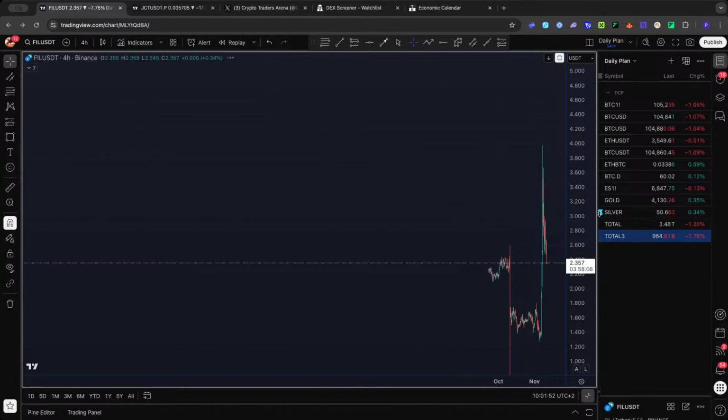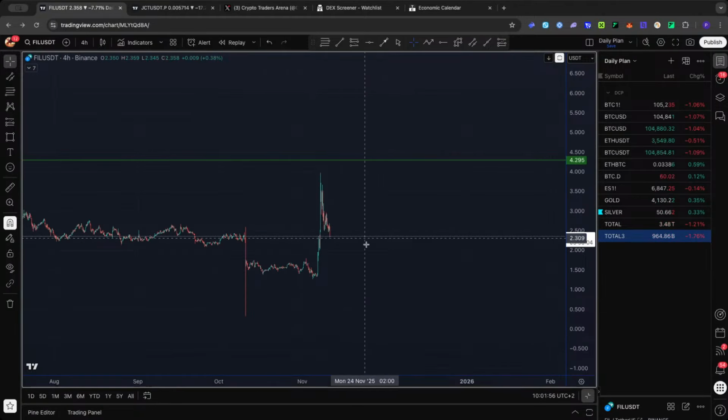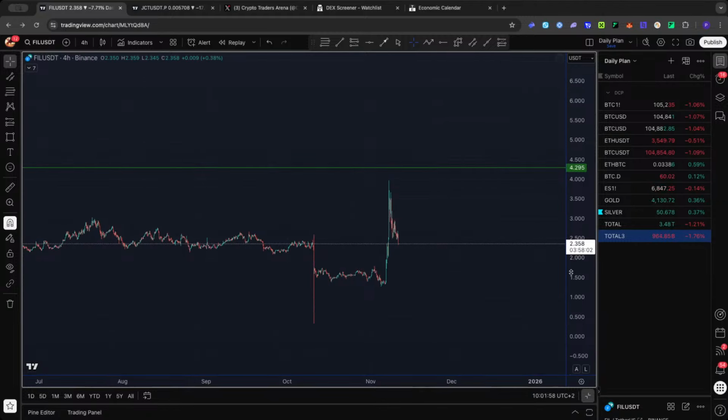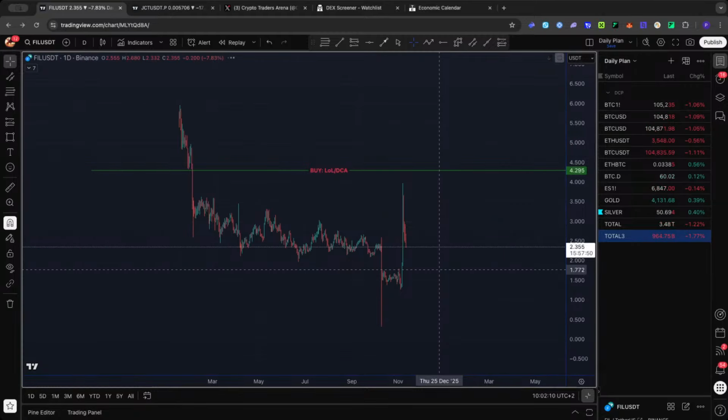Let's do a. What do you want to do on field here? We pumped and we dumped. Nothing I can do here. Let's wait for going back down here, make a 4-hour W, and then we'll think about it. I think daily W will be better.